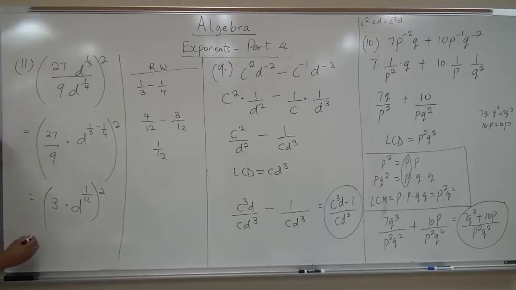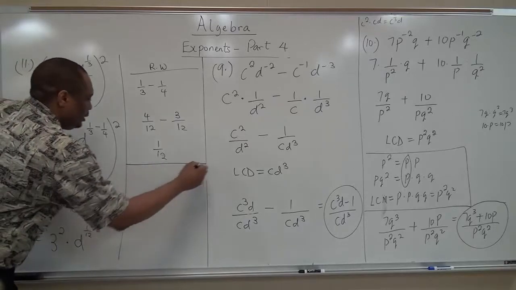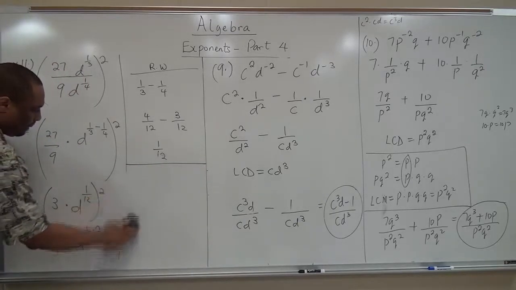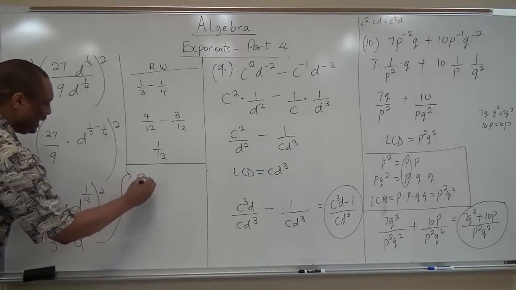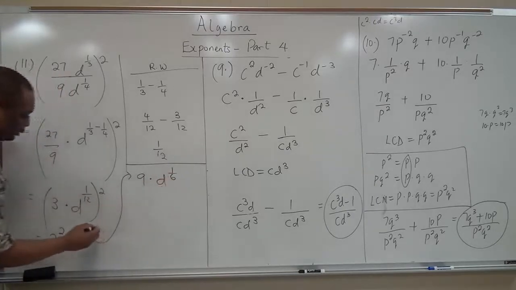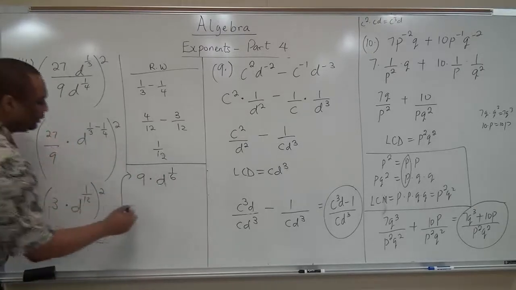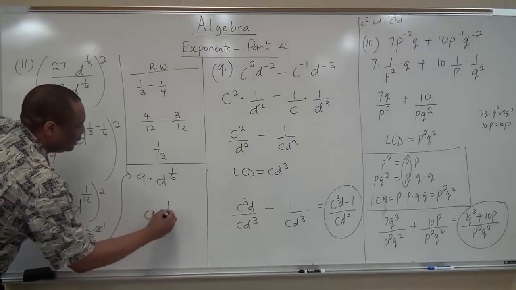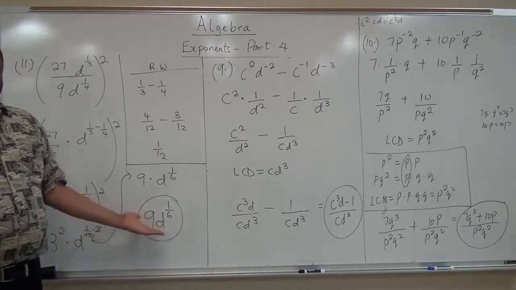Exponent 2. So this gives you what? 3 squared times D to the 1 over 12 times 2. That is what it gives you. Right? So can we complete this now? If we complete it from here, this will be 3 squared is 9 times D to the 1 over 6, because 2 divided by 2 is 1, 12 divided by 2 is 6. And you now associate 9D exponent 1 over 6. This is the positive exponent.